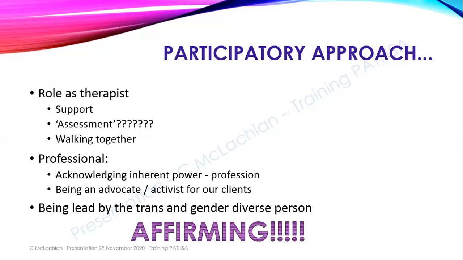Because in the end, they have knowledge about their lives and the development of gender identity and their support system and what is happening in their own lives. As a professional, I also need to acknowledge that I have certain inherent powers. And I need to acknowledge this because, as I have this power, number one, we can look at including our trans person in this power and sharing this power, but also there are certain spaces that I can move into with this power where, for example, my trans and gender diverse person can't. So I can become an advocate or an activist for my client.